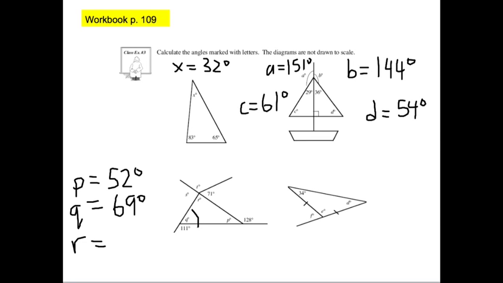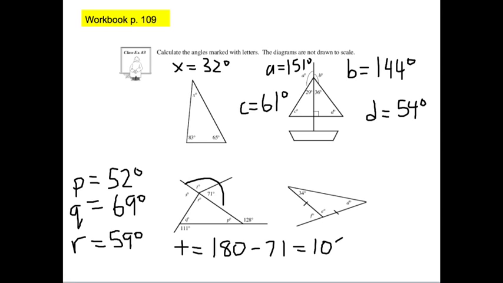For R, we know that all 3 angles of a triangle add up to 180 degrees. So you're going to have 180 minus the 2 angles that we did find already. That's going to be P and Q, 52 and 69. So when you subtract those 2 from 180, you will get 59 degrees for R. T, you can find out using the straight angle property, because it's a supplementary angle to 71. So you have 180 minus 71, and that will get you T, which is going to be 109 degrees.